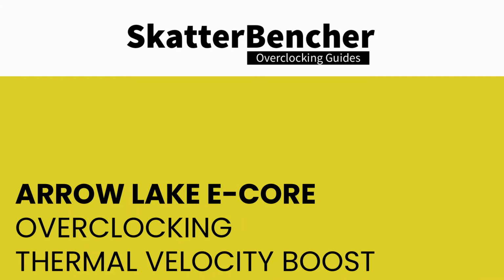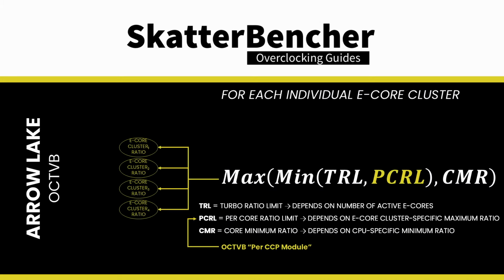Overclocking thermal velocity boost, or OCTVB, is not a new feature for Arrow Lake, but it is new for the E-cores. Basically, this technology allows us to restrict the CPU ratios depending on the operating temperature. To be more precise, OCTVB is available for the E-cores in per CCP module mode. That means it's available as a configuration tool that downbins from the per-core ratio limit rather than from the turbo ratio limit configuration. As a consequence, the configuration is done per E-core cluster.